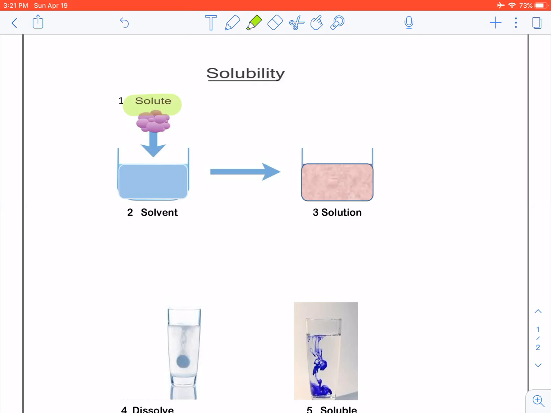A solvent. A solvent is a liquid in which a solute dissolves. So, that would be your solvent. The solution is formed when we dissolve a solute in a solvent. Solutions have a uniform appearance. That would be our solution.